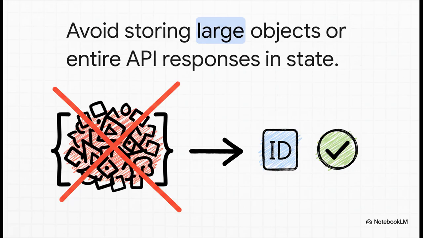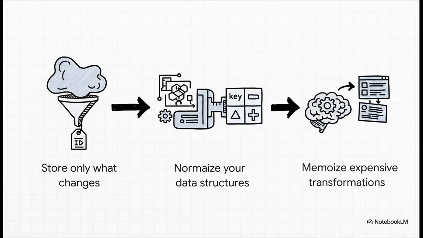This next principle sounds really simple, but it has a huge impact. Keep your state minimal. Seriously, you should avoid dumping entire API responses, massive objects, or deeply nested data structures directly into your state. So what's the solution? The key is to only store the bare minimum that actually changes. Usually these are just primitive values like IDs or Booleans or statuses. Then you create the bigger objects you need by normalizing your data and using memoized selectors to do any expensive transformations. Keep your state lean and make your selectors do the heavy lifting.